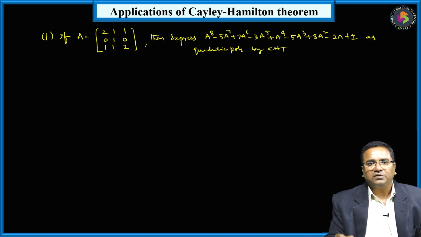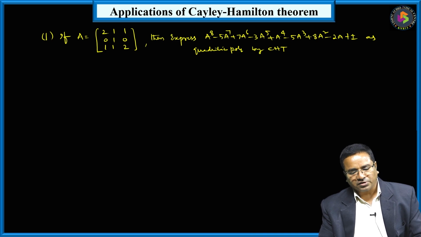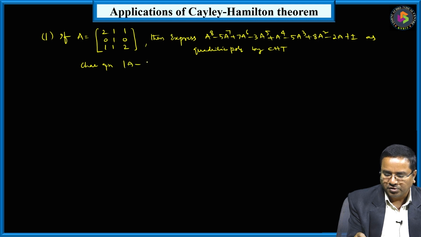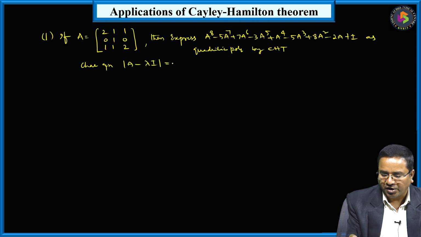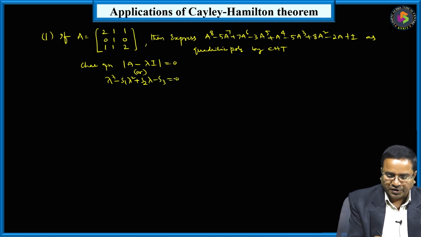Okay. So the statement of this theorem: the Cayley-Hamilton theorem states that every square matrix satisfies its own characteristic equation. So in order to apply the CHT, meaning the Cayley-Hamilton theorem, we need the characteristic equation of this matrix. So first we have to find the characteristic equation. The characteristic equation is determinant of A minus lambda I is equal to 0. This is the main formula. But here I am using the shortcut formula: lambda cube minus S1 lambda square plus S2 lambda minus S3 is equal to 0.